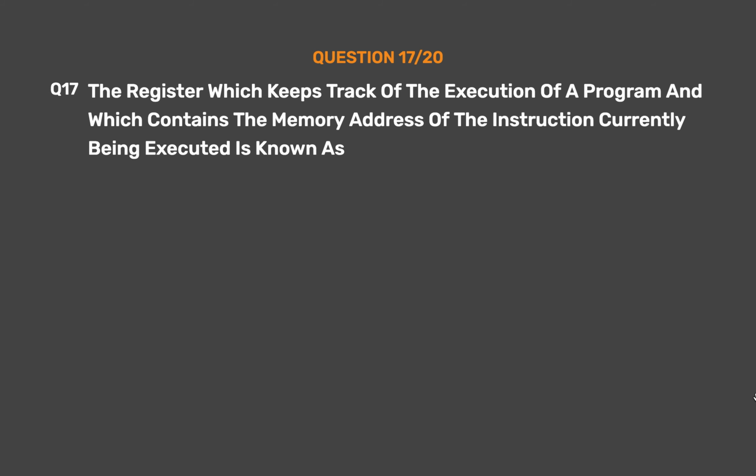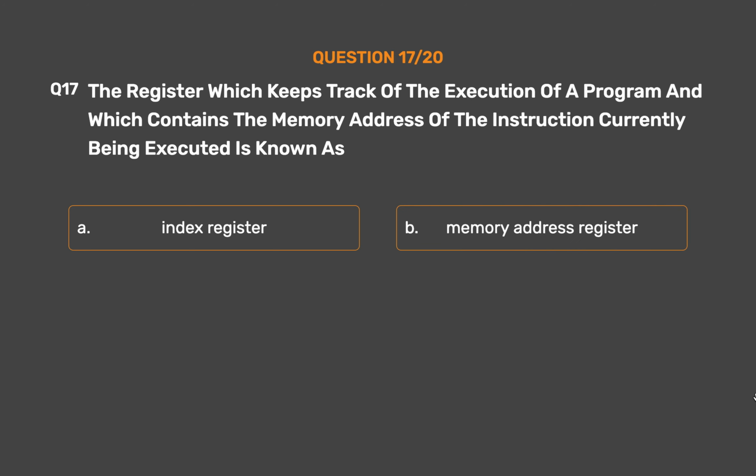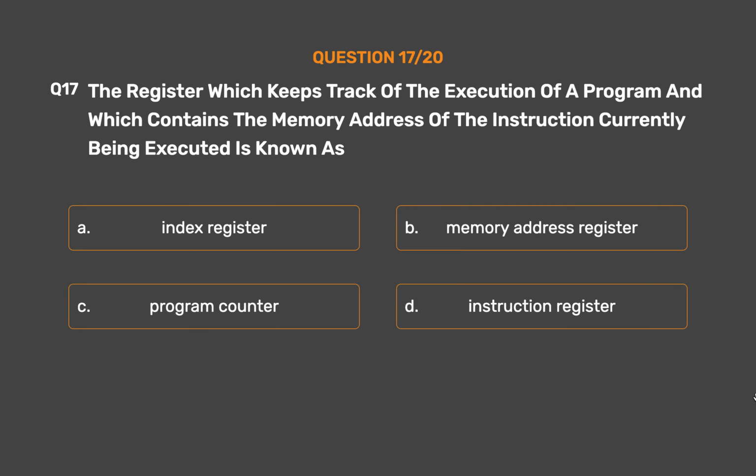Question number 17. The register which keeps track of the execution of a program and which contains the memory address of the instruction currently being executed is known as option A. Index register. Option B. Memory address register. Option C. Program counter. Option D. Instruction register.